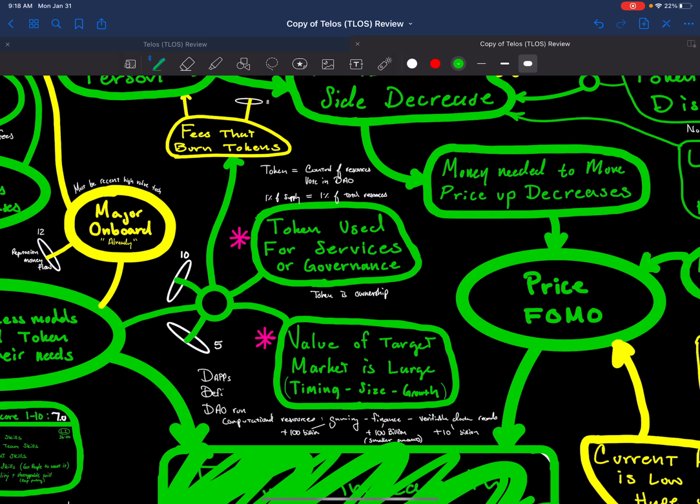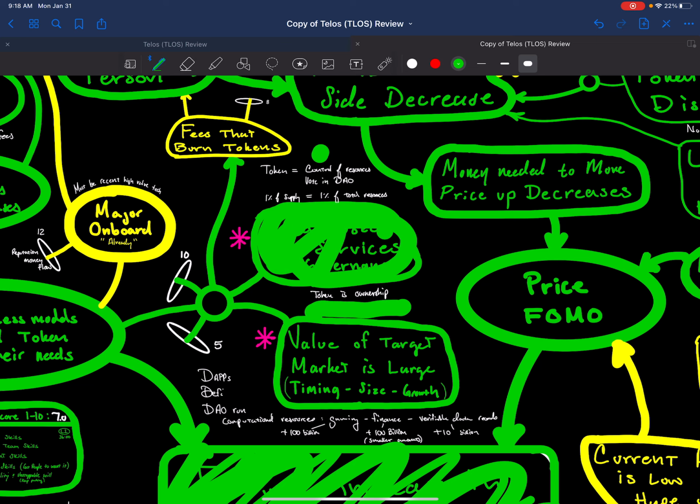Now, regarding the token used for services or governance, the token represents the resources. It represents ownership, and it also represents the DAO. So 1% of the supply of the tokens represents 1% of the total resources, 1% ownership of this computer, 1% of the total vote in the DAO. So Telos is a DAO. It is a distributed computer that is run by a DAO, where the tokens are a vote. So yes, the token is used for services. The token is literal ownership.